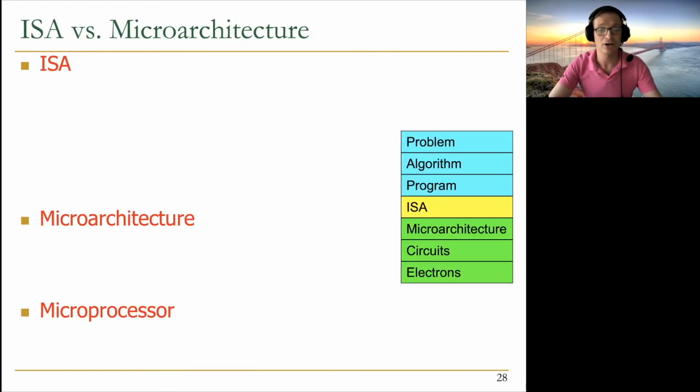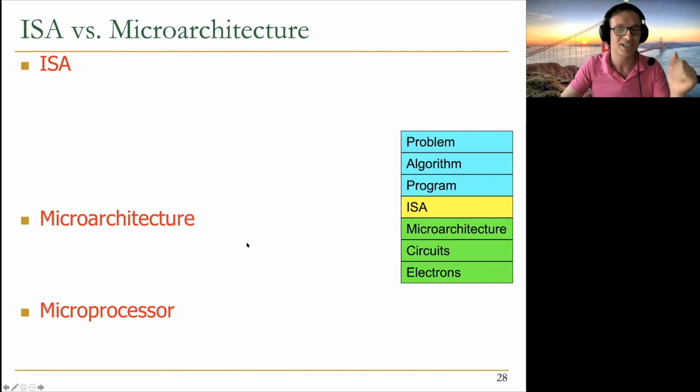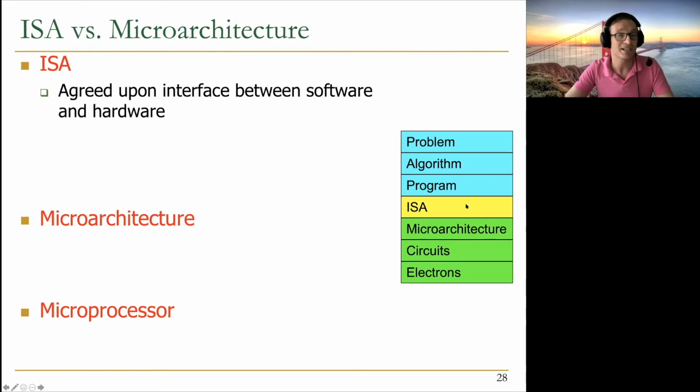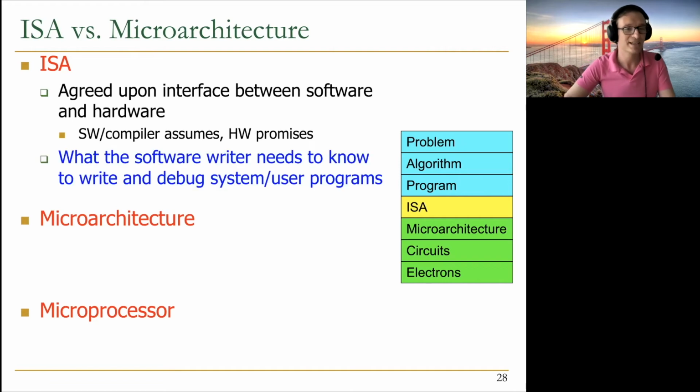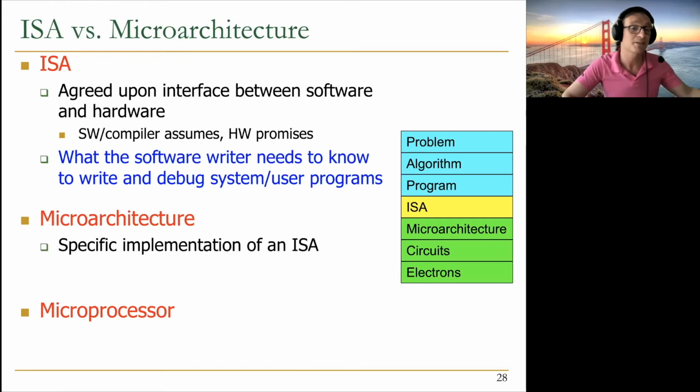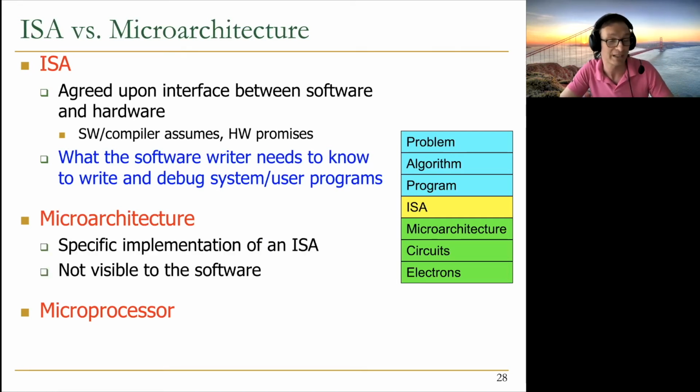Okay, so let's go a little bit more into this ISA versus microarchitecture. I'm going to define a little bit more, but you can see also pictorially what it looks like. ISA is the agreed upon interface between software and hardware. This is what the software and compiler assumes and the hardware promises. Or in other words, what the software writer needs to know to write and debug system and user programs. Microarchitecture is a specific implementation of an ISA, not visible to the software.